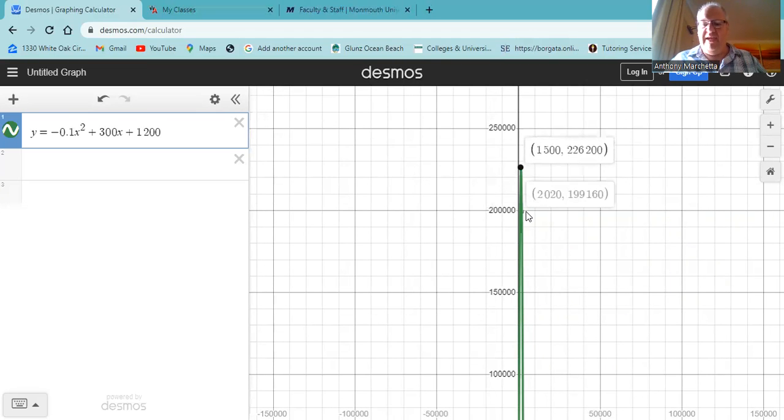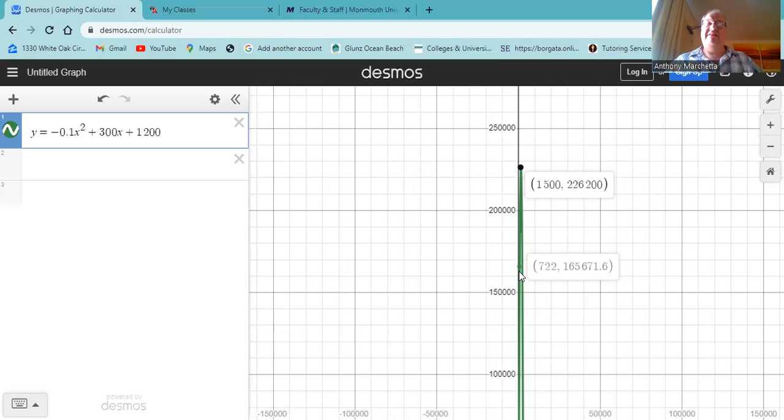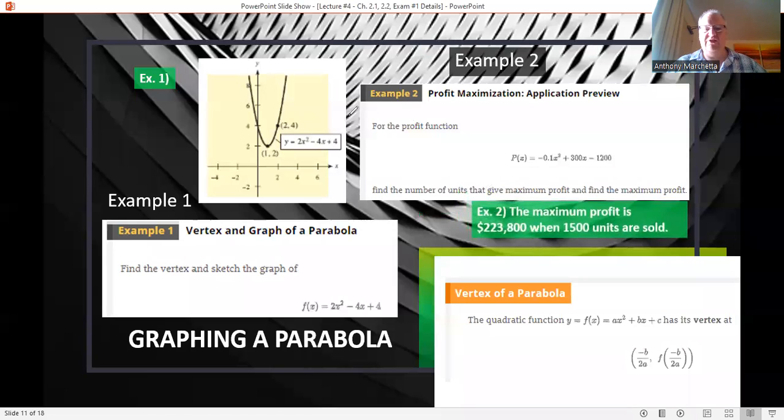By the way, note there are other points on this graph. For example, you could have made 2,020 units, but look at what your profit would have been. It would have been less. You also could have made 722 units, but again, your profit would be less. This is a great example of trying to figure out how many units you should make to capture your highest profit. So there's your solution for that question.